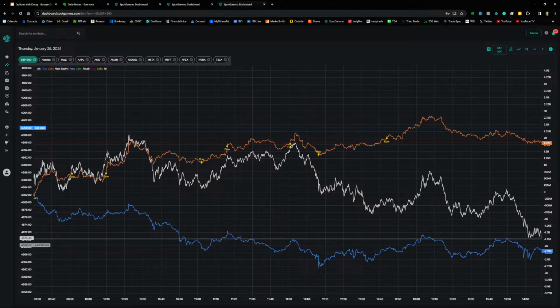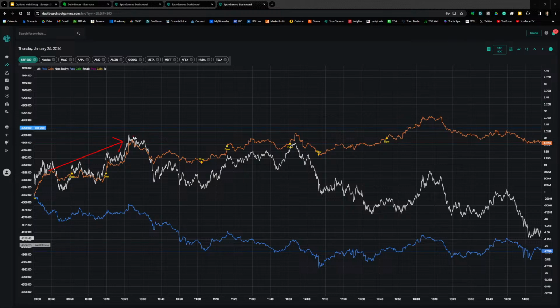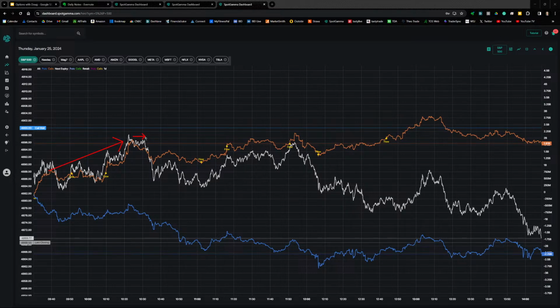So 10:30. Traders in the S&P 500 stop buying calls. They start buying puts. That's shown by the falling blue line, and price moves lower, setting up a short.